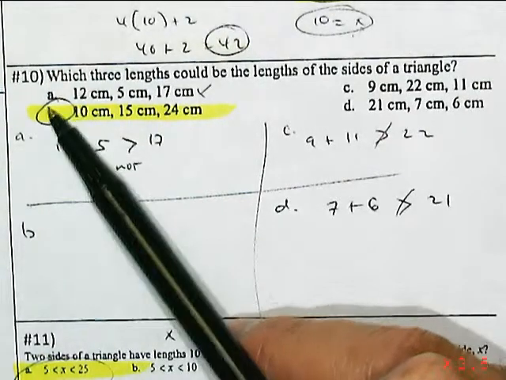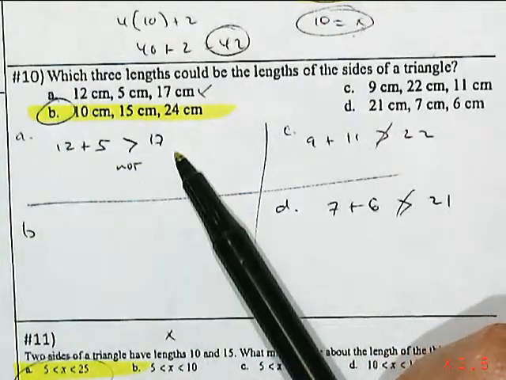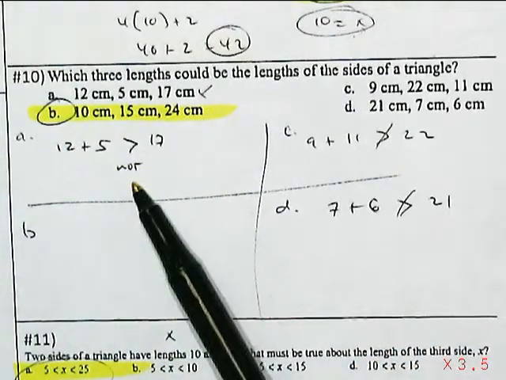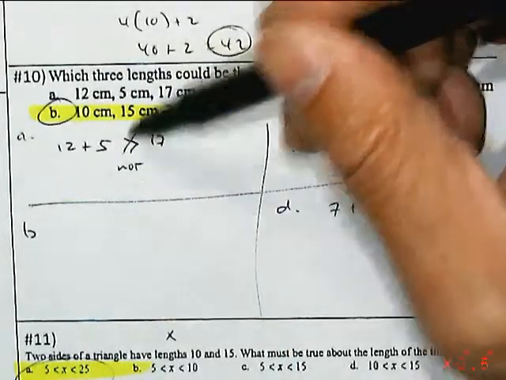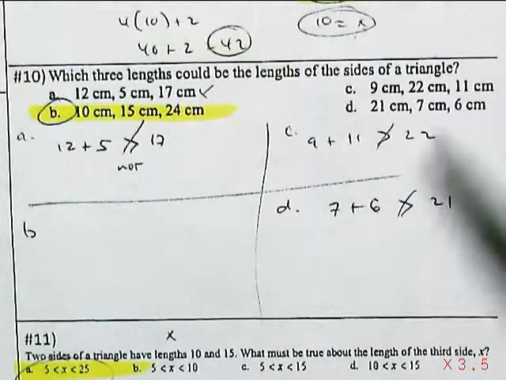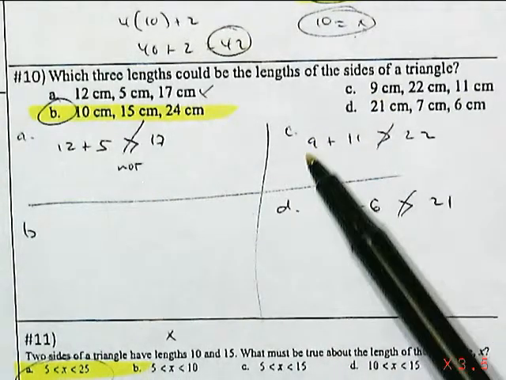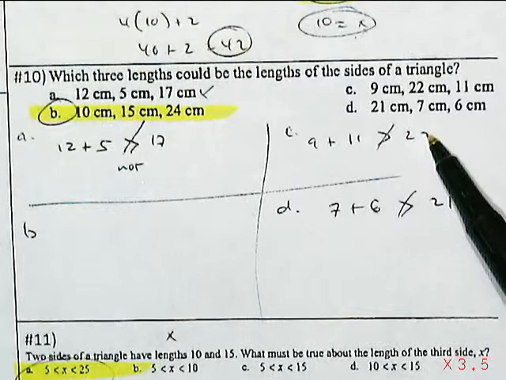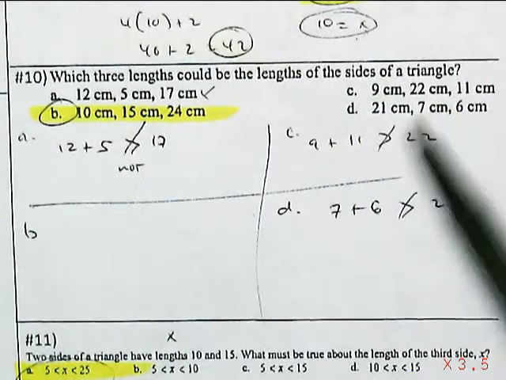Well, for choice A, if I take 12 plus 5, is 17 greater than 17? It's not. So you can put a slash through that. It means not greater than. If you do choice C, same thing. 9 and 11. 9 plus 11, that is not greater than 22. So that means these lengths cannot form a triangle.